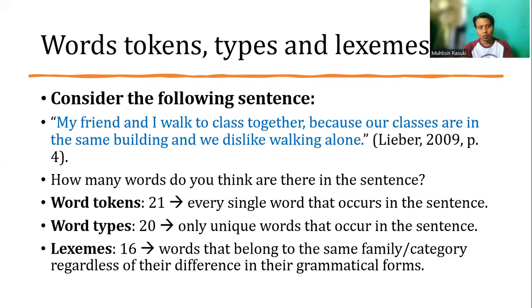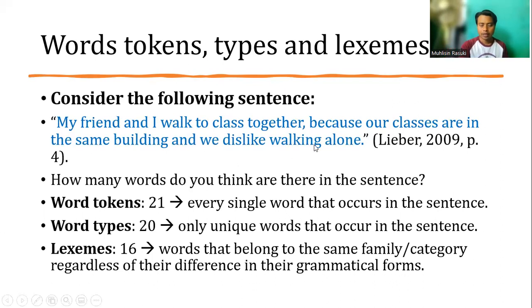A lexeme is a set of words that belong to the same family. So if you consider any words that belong to the same family, regardless of the difference in their grammatical forms, as one, then you are considering lexemes. For example, here we have my and I. Both of these, although they are different words, belong to the same grammatical category, right? These are examples of pronouns. My is a possessive pronoun and I is a subject pronoun, right?